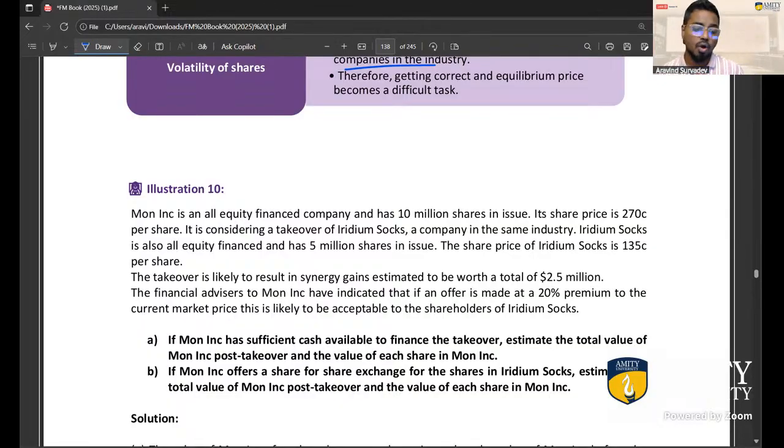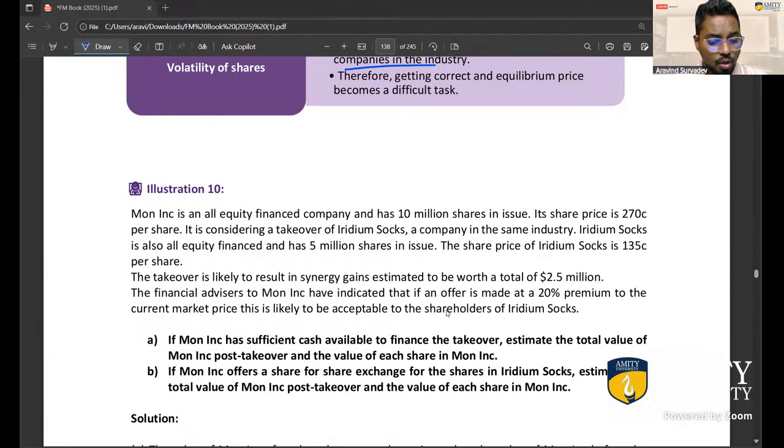First question: if Mon Incorporated has sufficient cash available to finance the takeover, estimate the total value of Mon Incorporated post takeover and the value of each share in Mon Incorporated. So post the takeover, of course, there is a company being taken over, Iridium SOX. That company's value will also add on to Mon Incorporated's value. Along with that, there may be some synergistic gains also. I think there was some mention of some synergy. Let's take this to an Excel sheet.